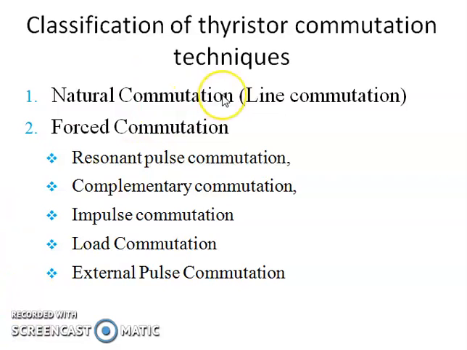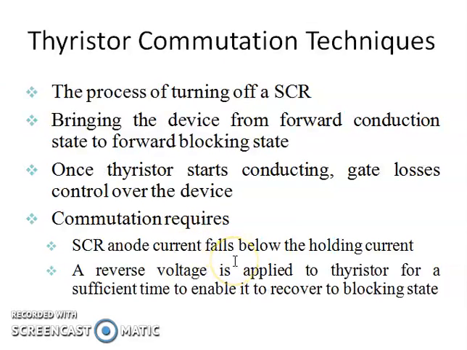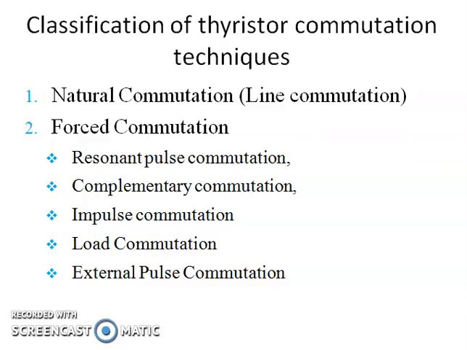Natural commutation is also known as line commutation. This type of commutation can occur only when the converter circuit is fed from an AC source. In natural commutation, the main requirement of commutation is that the anode current must fall below the holding current, and the second condition is that there should be a reverse voltage across the thyristor.